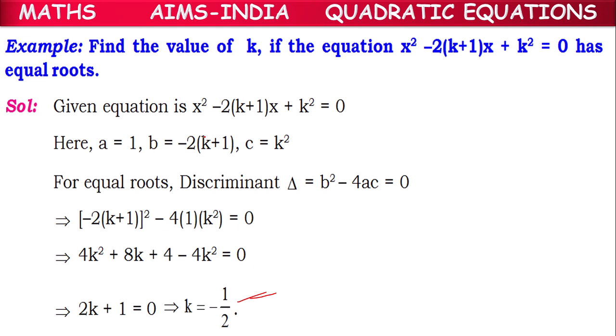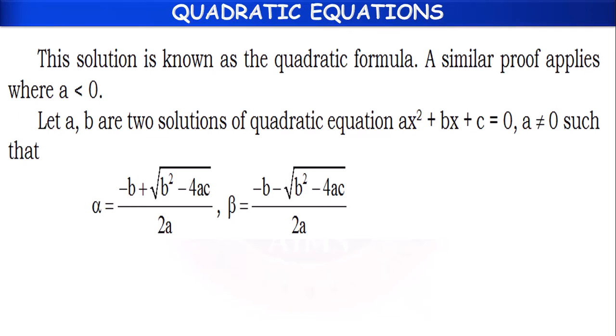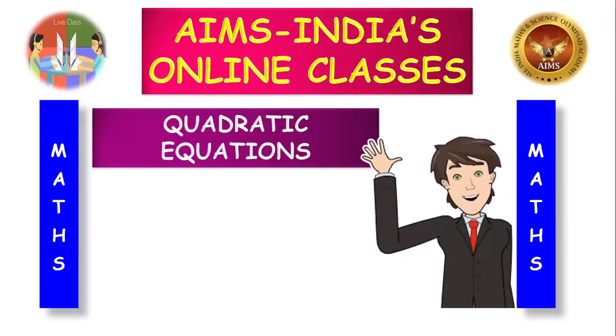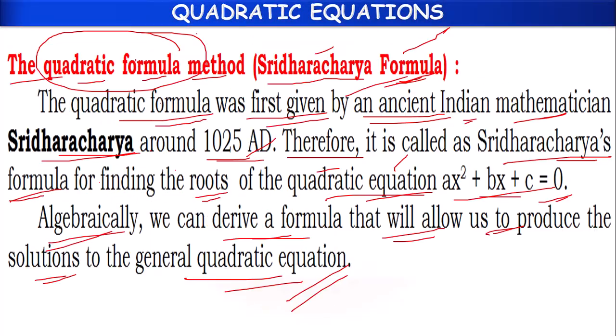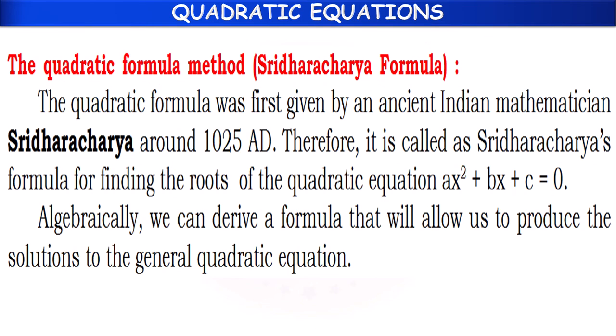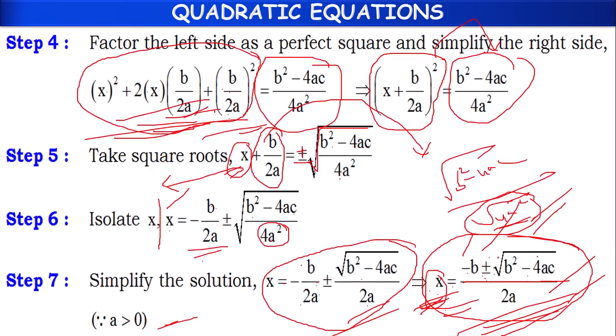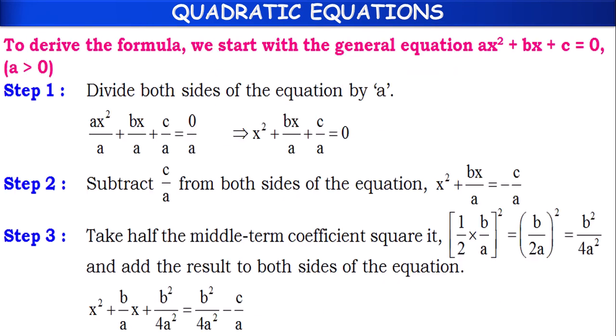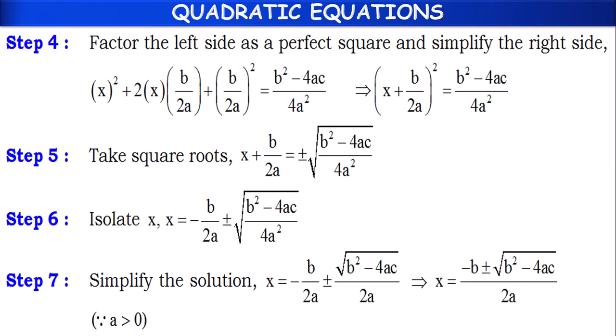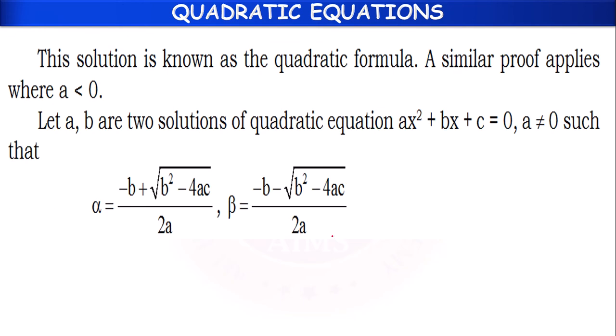So, okay, children, that is about it. What we have learned, children, in different methods, the quadratic formula method, Sridharacharya formula. This is all the derivation part, children. So the final roots are minus b plus or minus root of b square minus 4ac by 2a. If we take plus, it will be equal to alpha. If we take minus, it will be equal to beta.